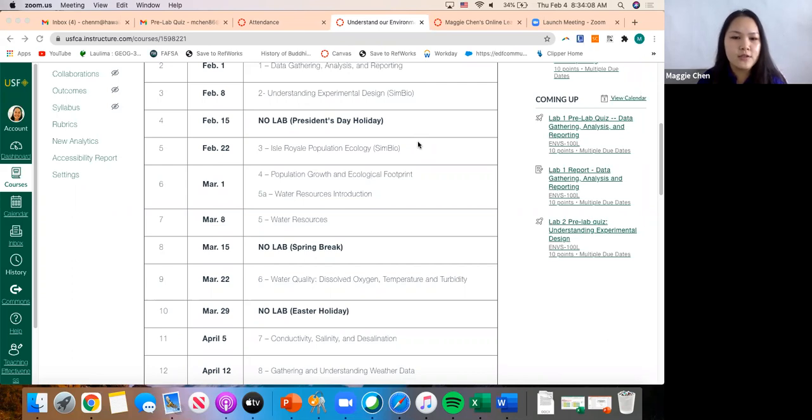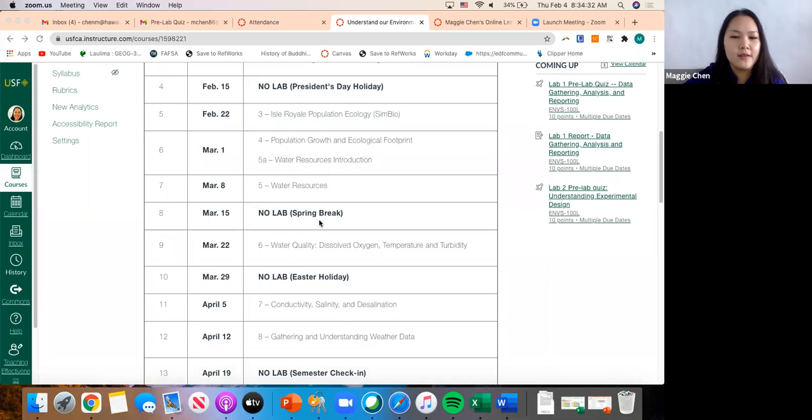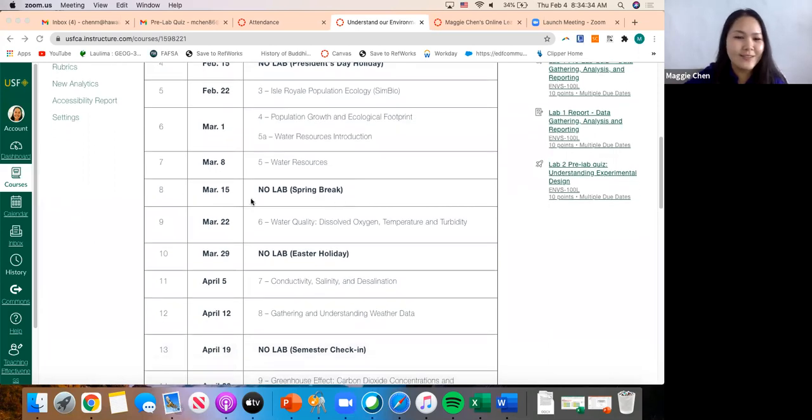And that's going to lead into Part 5A for our water resources, looking at our own water resources, how much water do we use? And then that'll lead into Lab 5 for the week of March 8, where we're going to do some calculations and then look at ourselves personally and compare it to the class, how much water we use. And then there's spring break for the week of March 15th, so no lab.